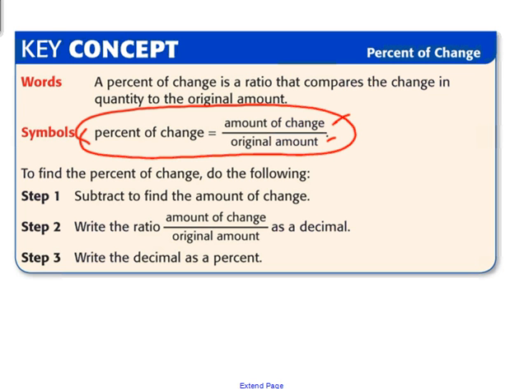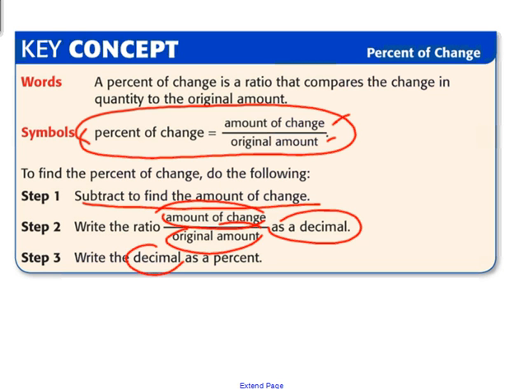So to find the percent of change, we subtract the original amount to find the amount of change. We write it as a ratio. It's the amount of change over the original amount. And then we write it as a decimal. We change that decimal into a percent. So let's do one.